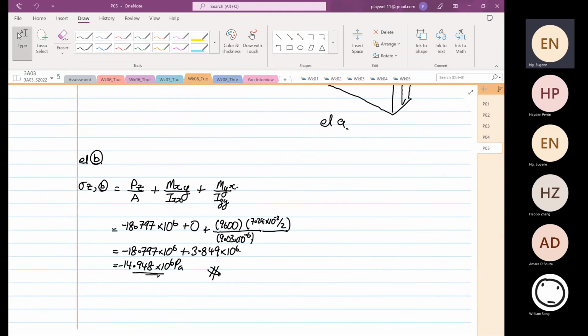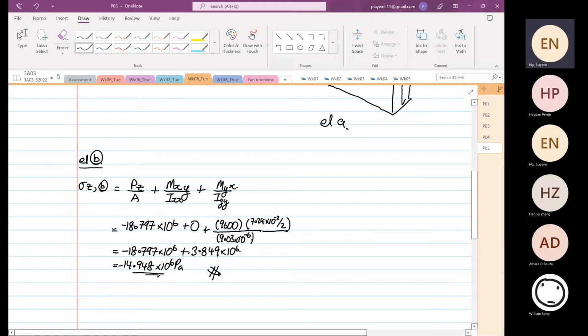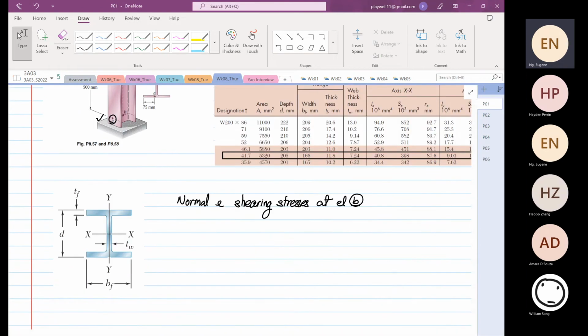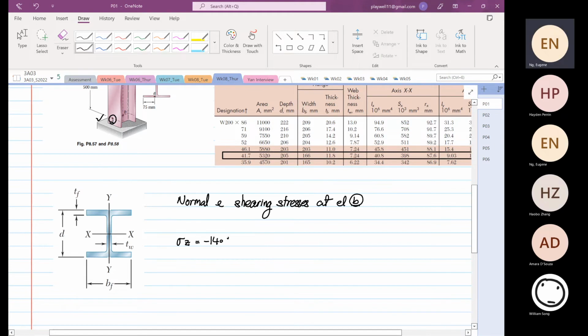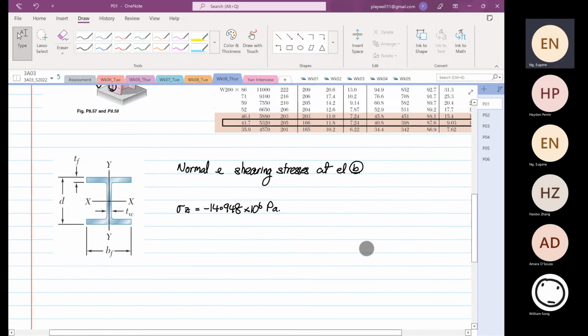We have completed looking at the normal stress on element B, and we found that it's minus 14.948 times 10 to the power 6 Pascal. Okay, so let me write this down. So we found that on element B, the normal stress in the Z direction is equal to minus 14.948 times 10 to the power 6 Pascal. Okay. So the next thing that we are going to look at is the shearing stress.